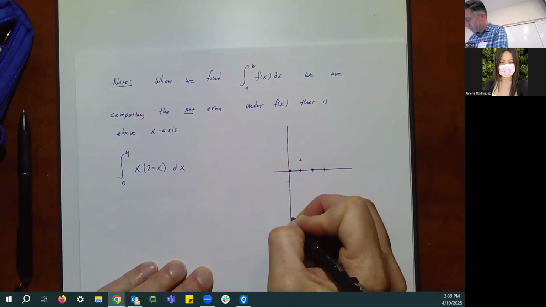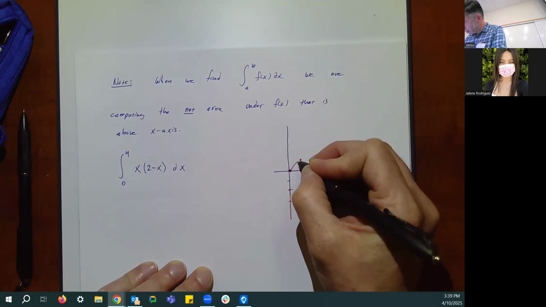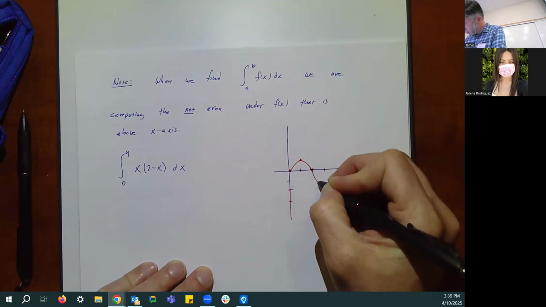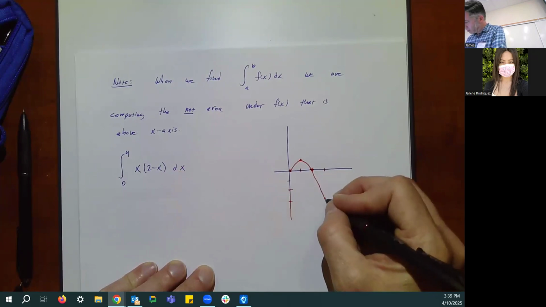I don't know why I started using red. It looks something like this. Should have gone to 3. Oh well. And then 4 is 4 times -2 is -8. Ugh, okay, fine.